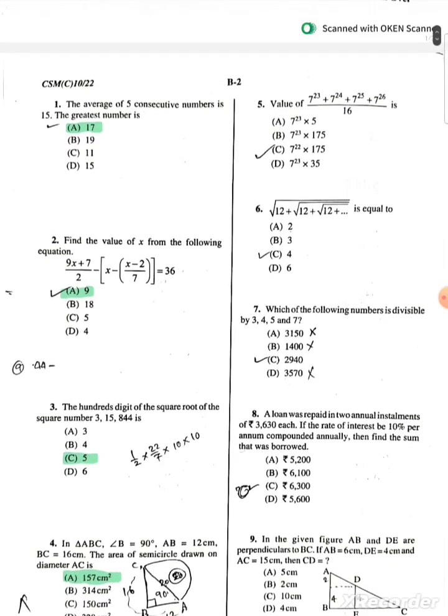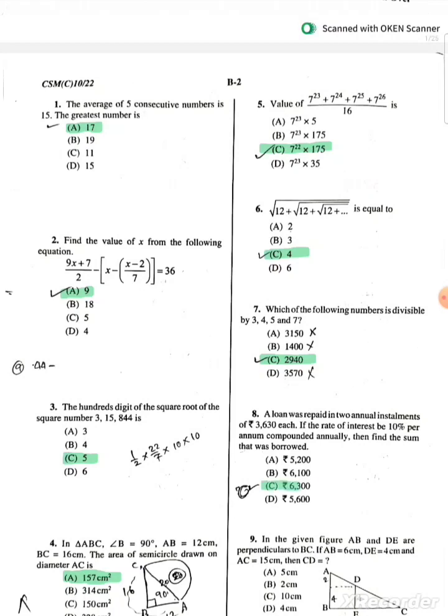Next, question number 5, value of this will be option C. Question number 6, root 12 plus root 12 plus root 12 dot dot dot. You will get answer C. Which of the following numbers is divisible by 3, 4, 5 and 7? It's 2940, option C. Question number 8, a loan was repaid in 2 annual installments of rupees 3630 each. If the rate of interest be 10% per annum compounded annually, then find the sum that was borrowed.